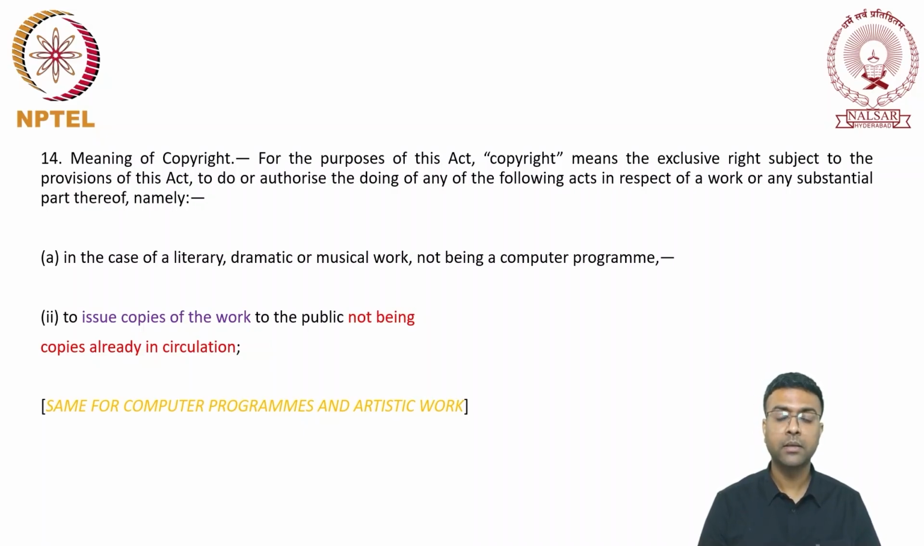You can just look at section 14A subclause 2, which says the copyright to issue copies of the work to the public, not being copies already in circulation. The same provision is applicable for computer programs and artistic works. In terms of an example that we can consider, let us think about books. Since 14A talks about literary works, issuance of copies would mean that copies of books and the issuance of these copies is within the exclusive control of the copyright holder.